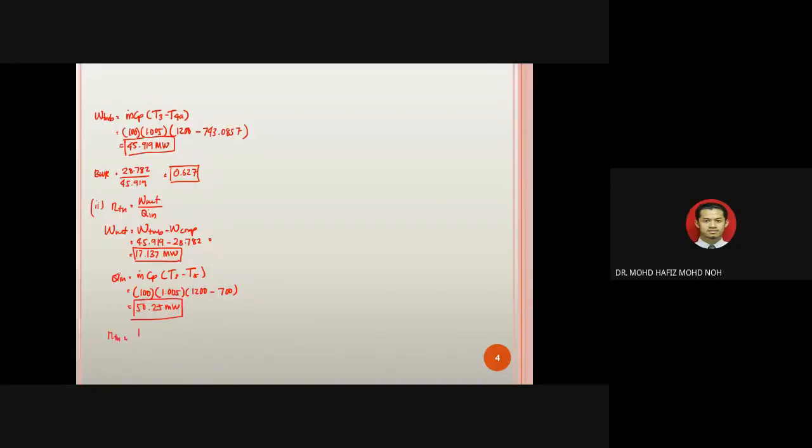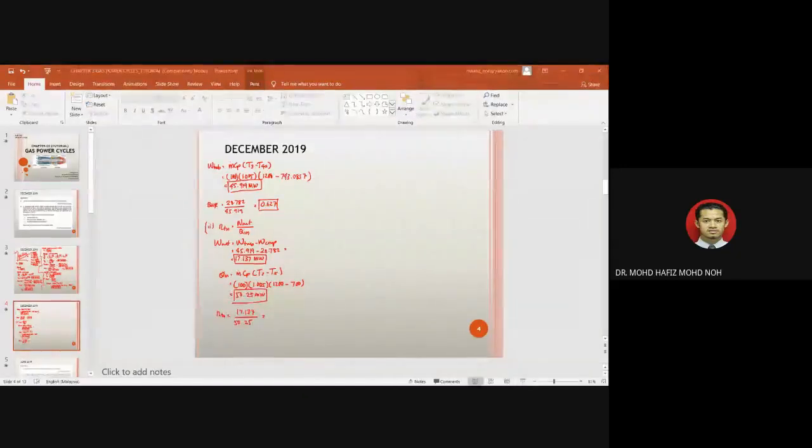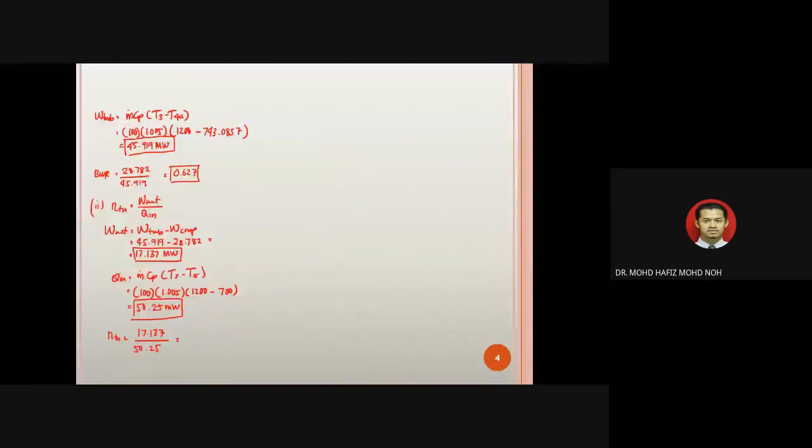Thermal efficiency will be 17.137 divided by 50.25. So we had 0.341. So you will get the thermal efficiency is 0.341.